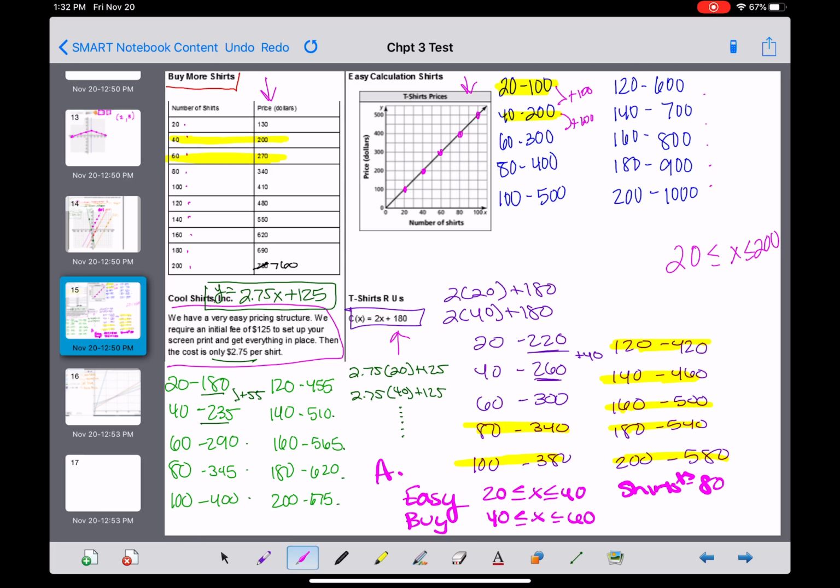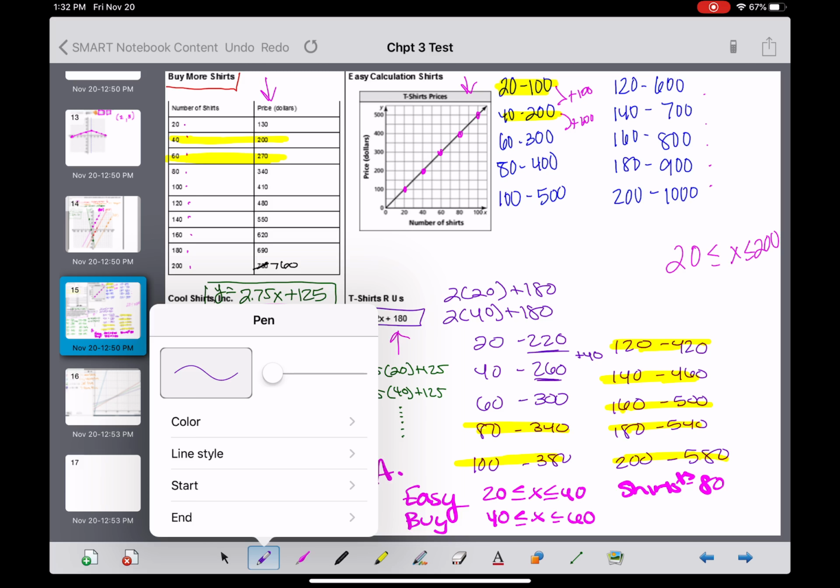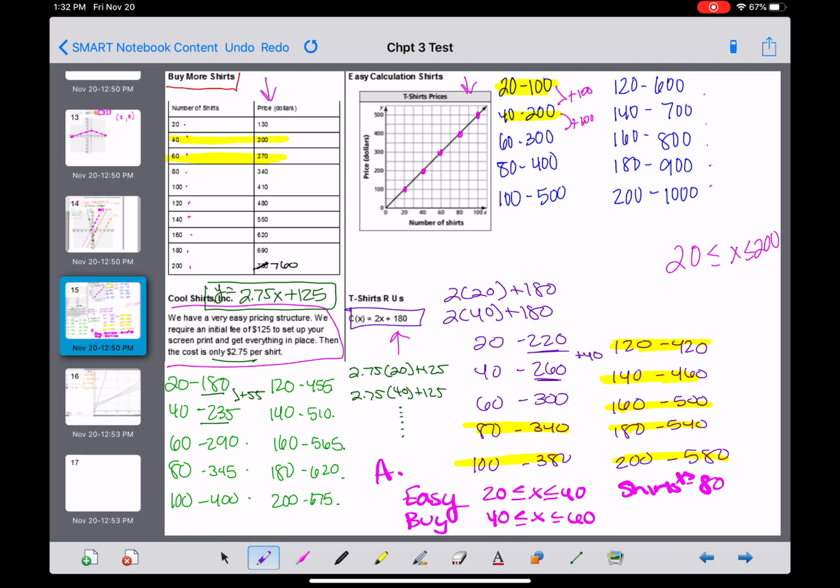Part B was, how many shirts should you buy for the best price? And what I did to figure this out is, I looked at the last set and the first set to see how much it cost per shirt. So $130 divided by 20, I am looking at $6.50 per shirt. Versus $760 divided by 200, I'm looking at $3.80 per shirt. Easy Calculations, we're at $5 per shirt if I purchase 20. If I purchase 200, I have $5 per shirt again. So no change in value.